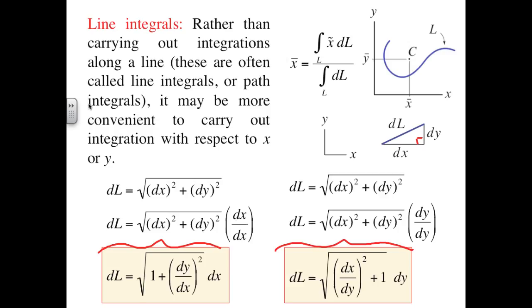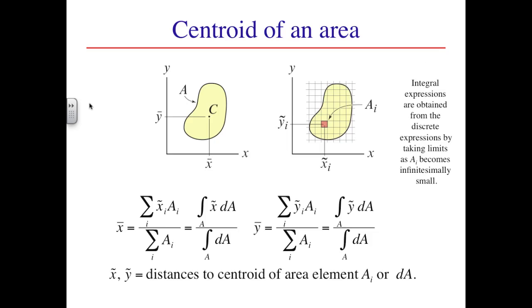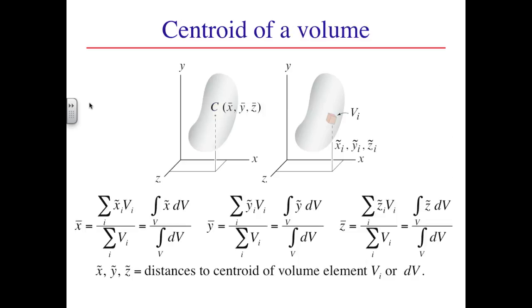As it is presumed that we know the function describing the space curve, we can evaluate the quantity inside the square root in terms of x or y as appropriate, and then have an expression for dl that can be evaluated by integrating over x or y. For area segments, we have these expressions where the tilde quantity again is the x and y center of the differential element. And for volume segments, we have these expressions where again the tilde quantity is the x, y, and z center of the differential volume element.